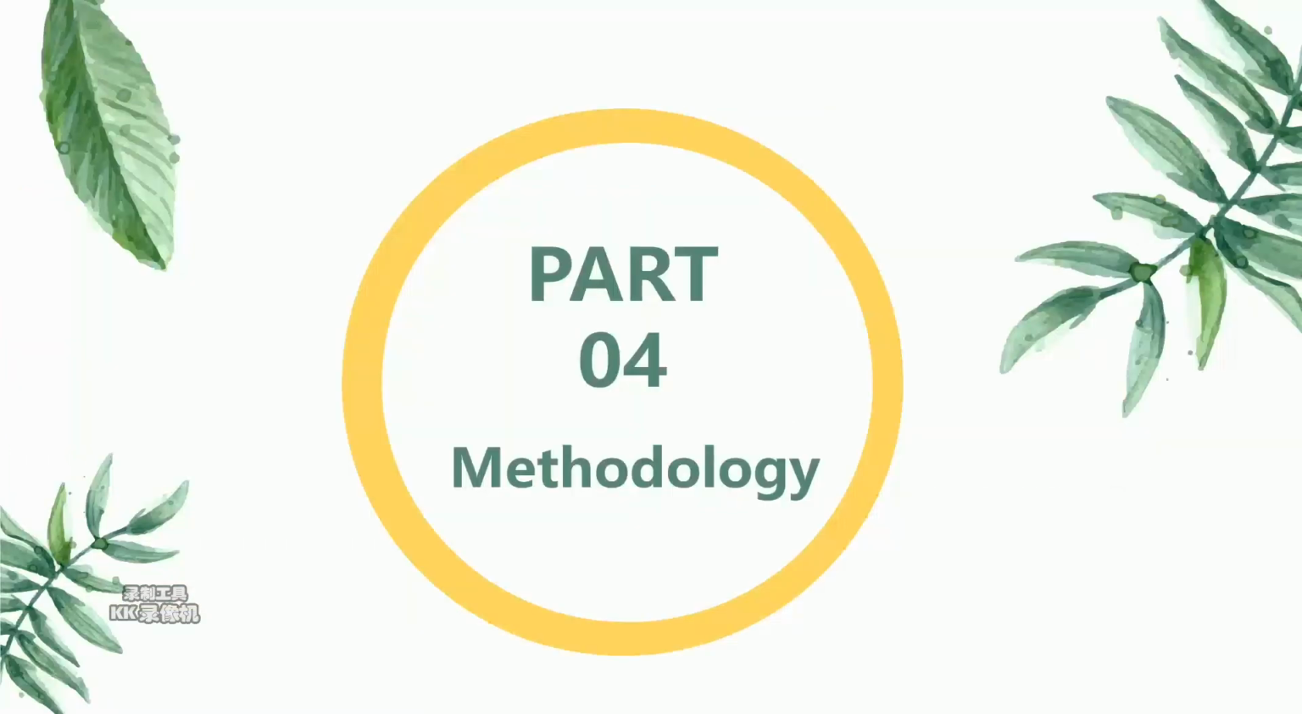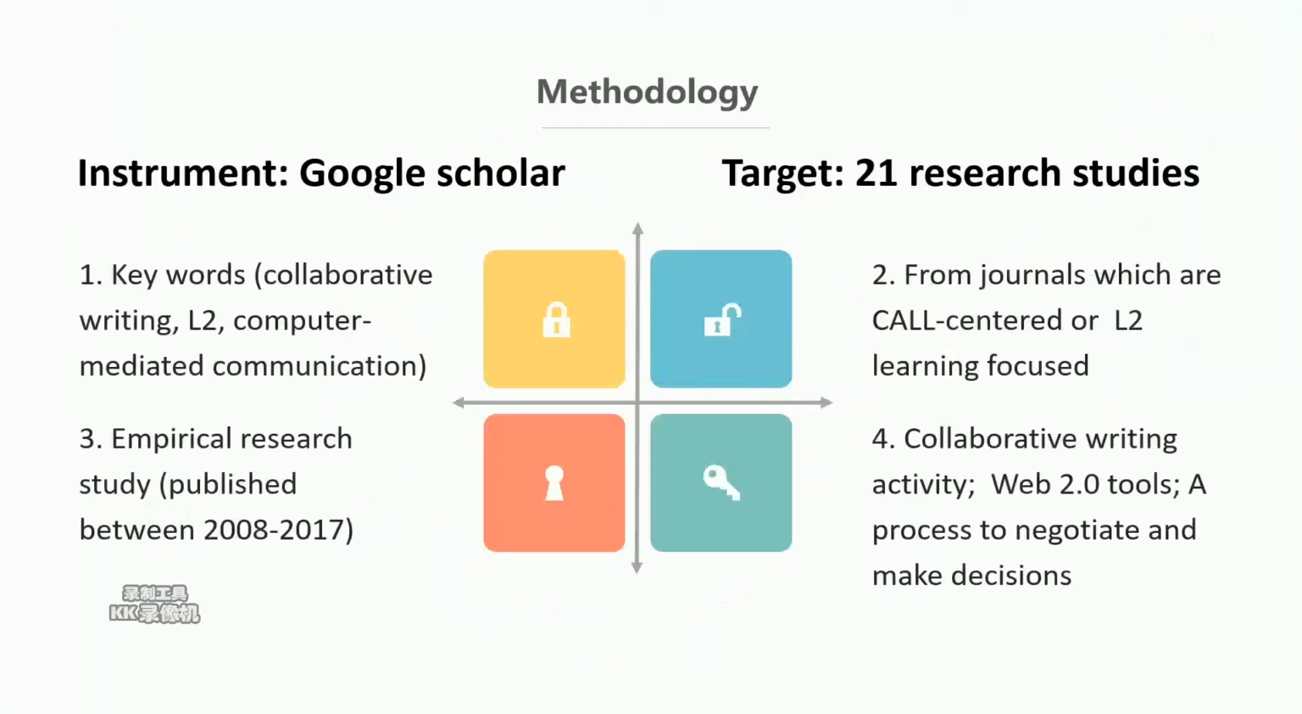The next part is the research methodology. This study is conducted by reviewing and analyzing relevant peer-reviewed journal articles, so this is different from the studies we went through in the former weeks. The instrument is Google Scholar, which is very familiar for us. What should be mentioned is that the articles were selected by applying some restrictions and criteria.